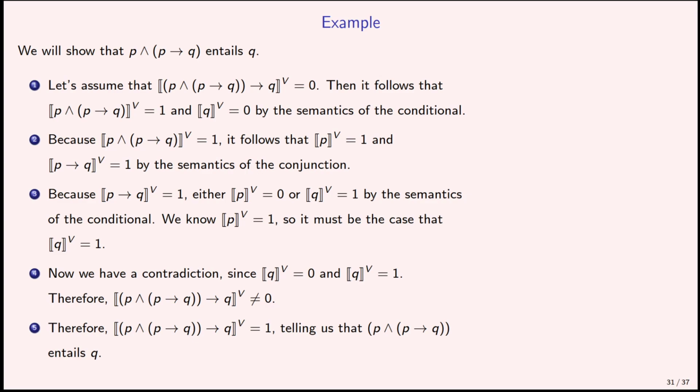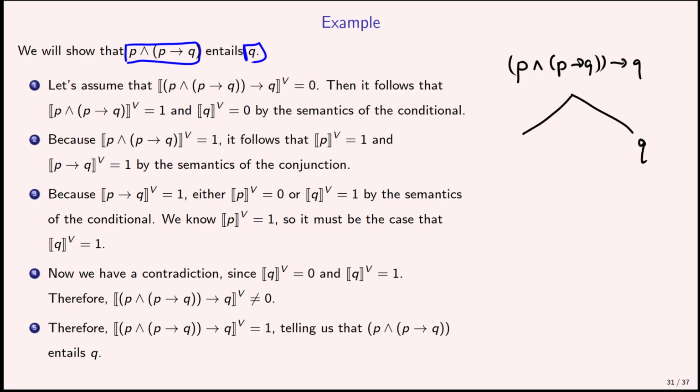So here's the example. We want to show that P and P arrow Q entails Q. So we can put this in tautology form. So this would be P and P arrow Q entails Q. I'm going to draw the syntactic tree for this. This splits up into Q and P arrow Q.